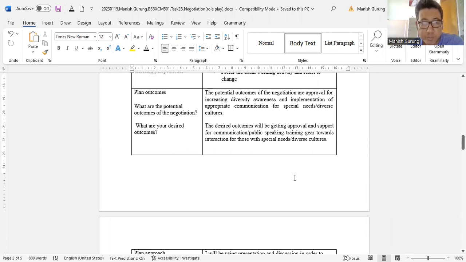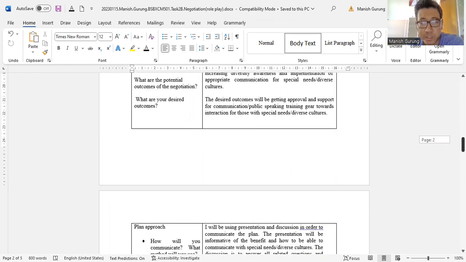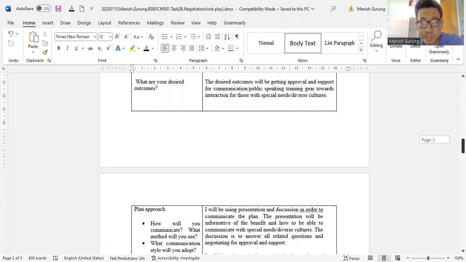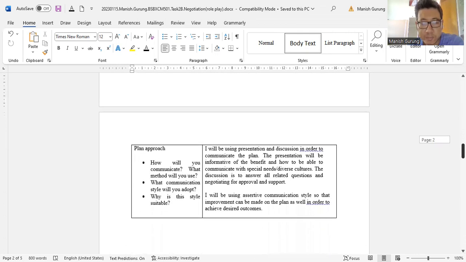Plan outcomes. What are the potential outcomes of the negotiation? What are your desired outcomes? The potential outcomes of the negotiation are approval for increasing diversity awareness and implementing appropriate communication for special needs and diverse cultures. The desired outcomes will be getting approval and support for communication and public speaking training towards interaction with those with special needs and diverse cultures.